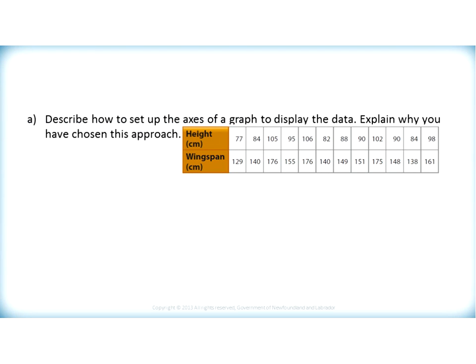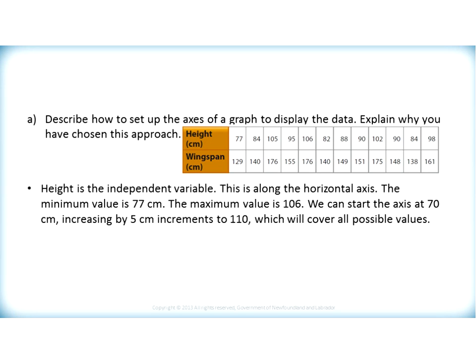So we want to describe how to set up the axes of a graph to display the data. Explain why you have chosen this approach. I've included the table here again, so we have it as a quick reference. The height in this case is going to be our independent variable. This is along the horizontal axis. The independent variable is always graphed along the horizontal axis. The minimum value in the table for the height of the geese is 77 centimeters. The maximum value is 106 centimeters.